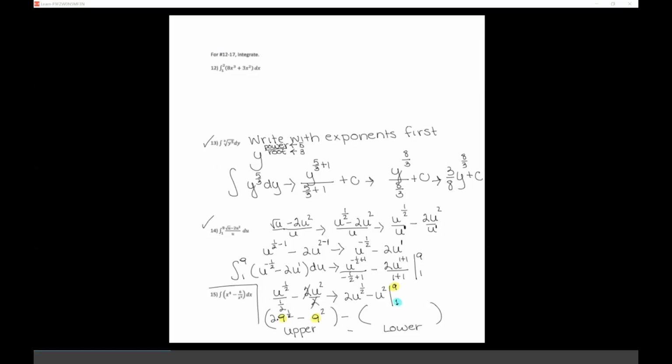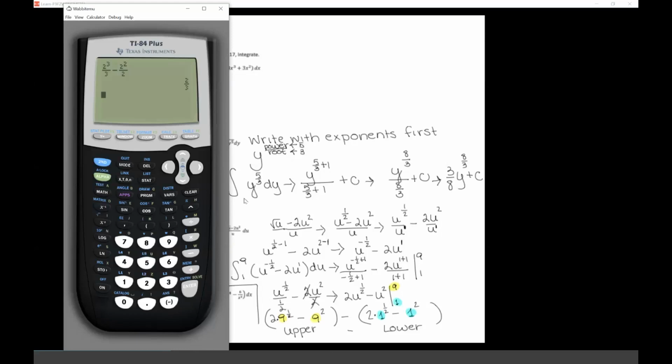Okay, so same function, 2 times 1 to the 1/2 minus 1 squared. All right, so there I'm putting in the upper and lower bounds. Again, all you need to do is bring up a calculator and type it in. Okay, you can use the exponent 1/2, or you can use square root if you remember that that's what it is. Hopefully by now you do.